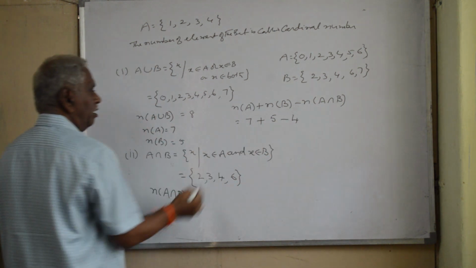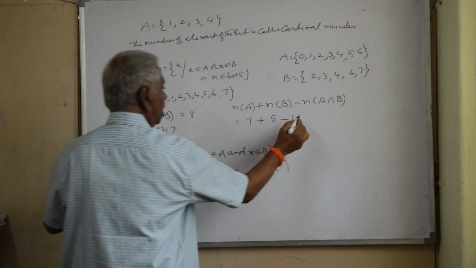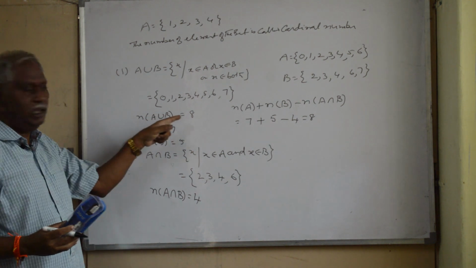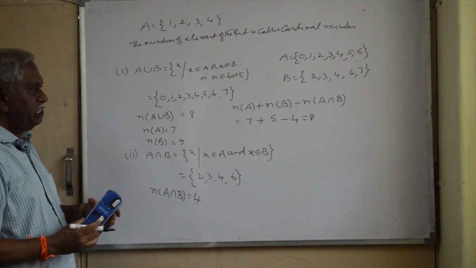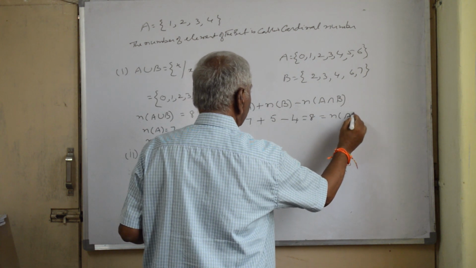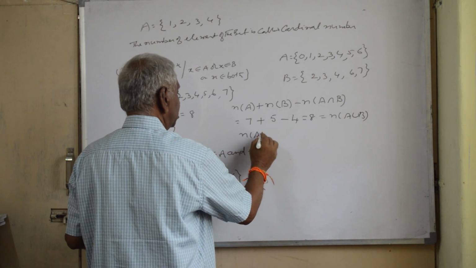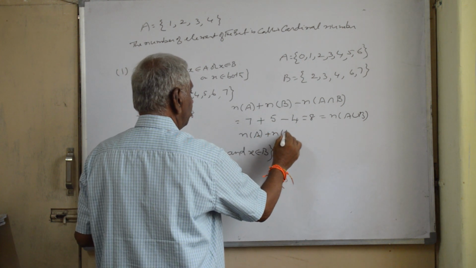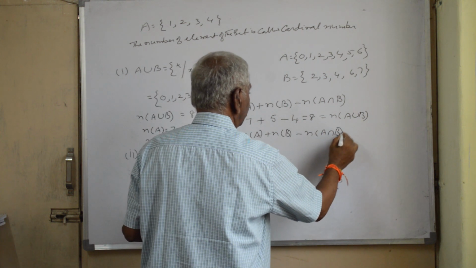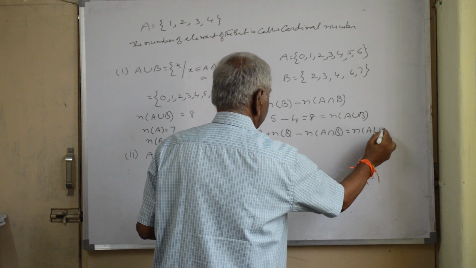So 7 plus 5 is 12, and 12 minus 4 is equal to 8. So here n of A union B has 8 elements. So we can say this is equivalent to n of A union B. This is a formula: n of A plus n of B minus n of A intersection B is equal to n of A union B. This is an important formula for students.